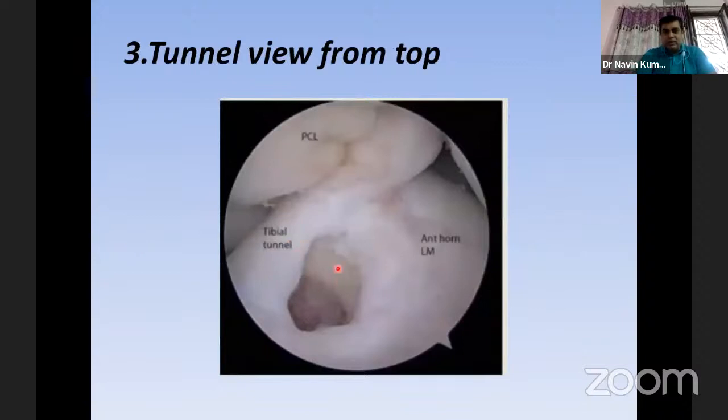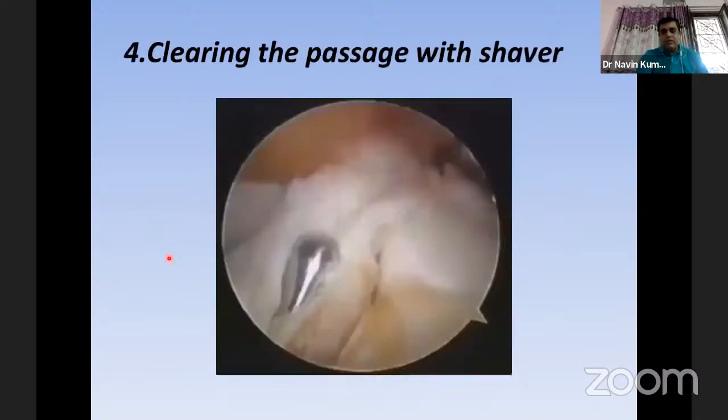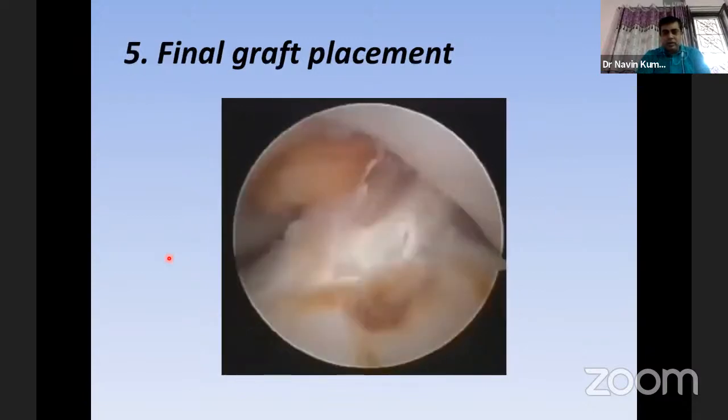The picture I have shown in the beginning is similar to the tibial tunnel. You will find it over here. Once the tibial tunnel has been made, the passage of the graft is again very important, because if you do not clear the passage, then the soft tissue graft might lacerate. And this is after the final graft placement.